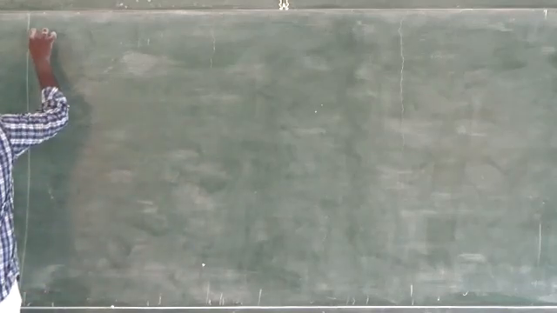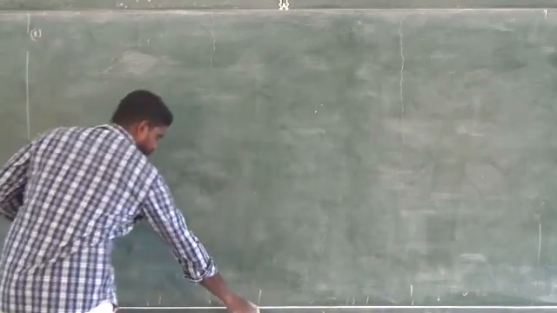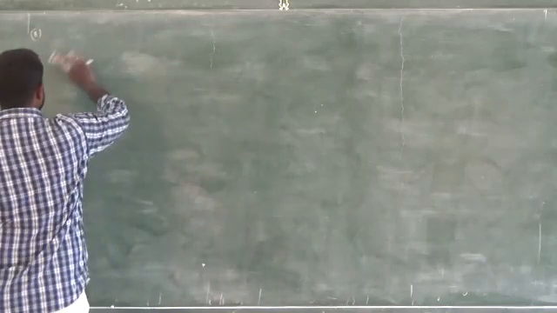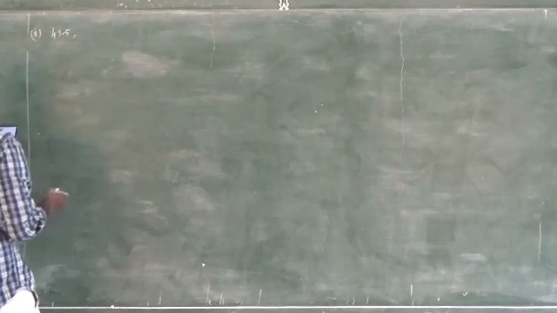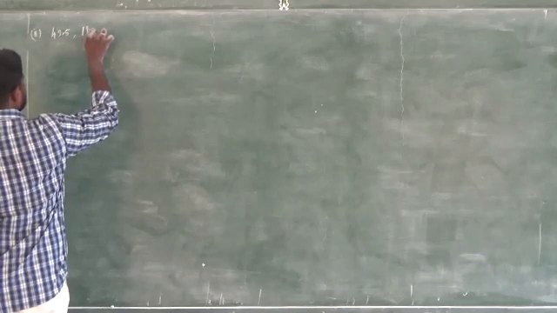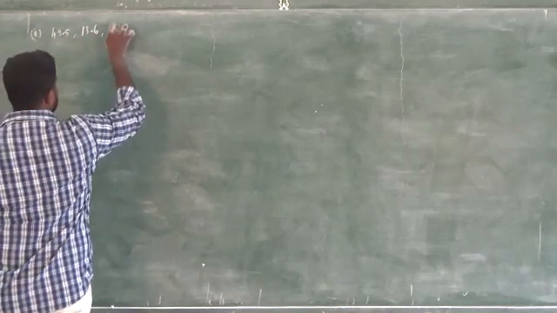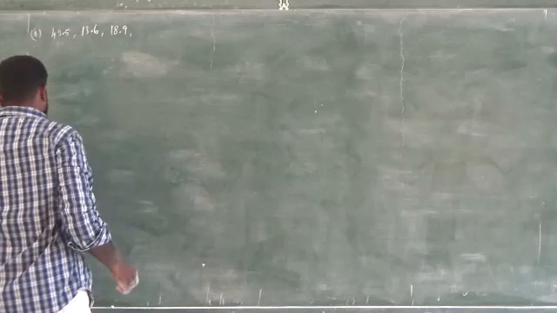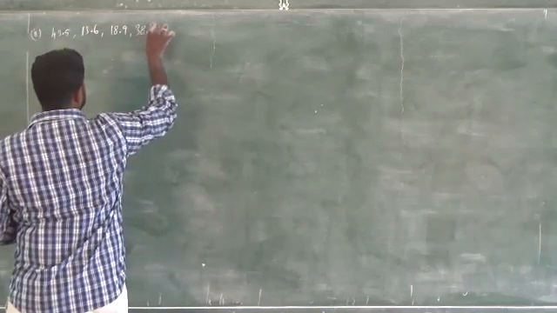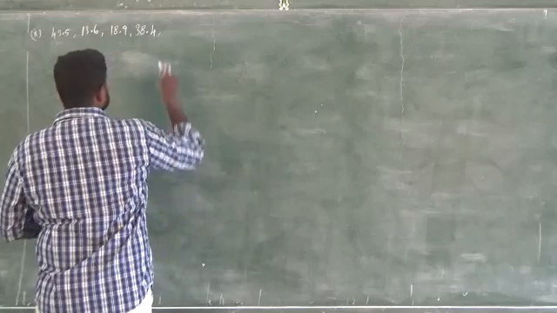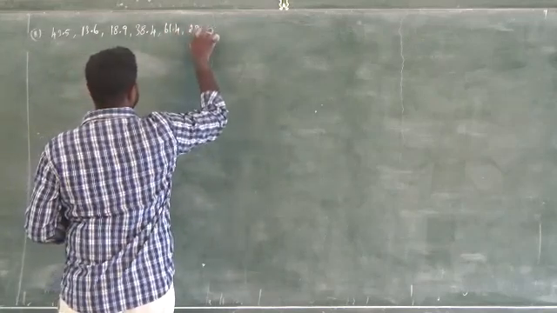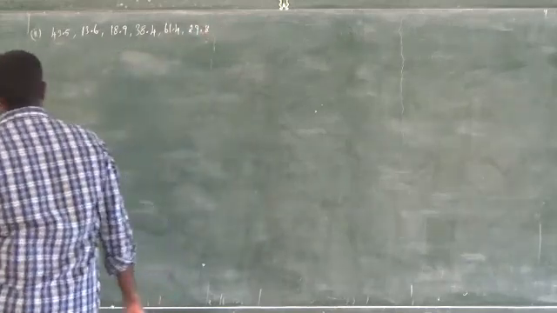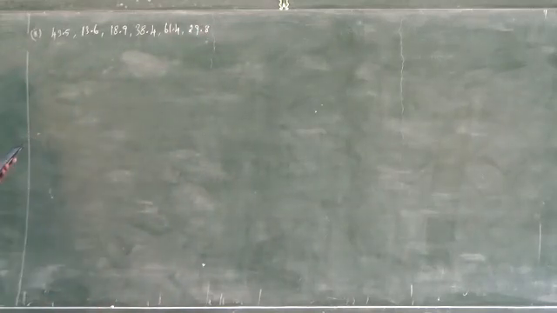Second subdivision. The given data are 43.5, 13.6, 18.9, 38.4, 61.4, 29.8. So these are the 6 data given.